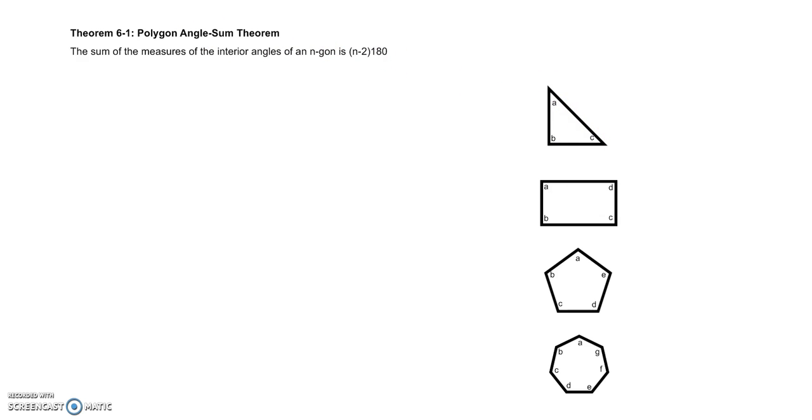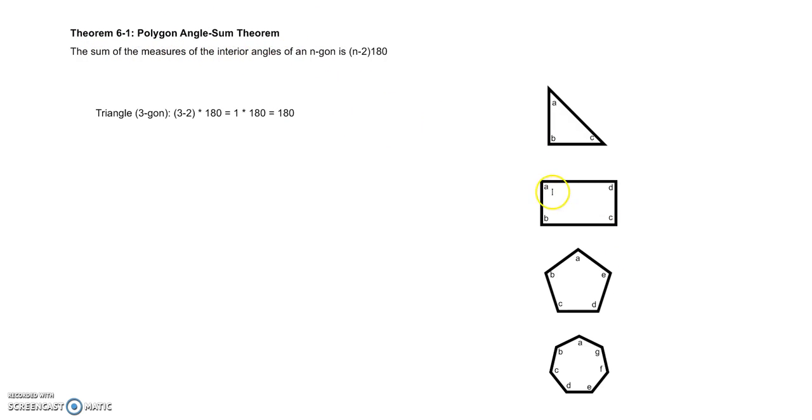So we can see here that for a triangle, which we would say here is a three-gon, right? It's a polygon with 3 sides, or more colloquially known as a triangle. We would have the measures of the interior angles of a three-gon would be equal to n minus 2, or 3 minus 2, times 180, right? And that would obviously be equal to 1 times 180, which would be equal to 180, which we already know.